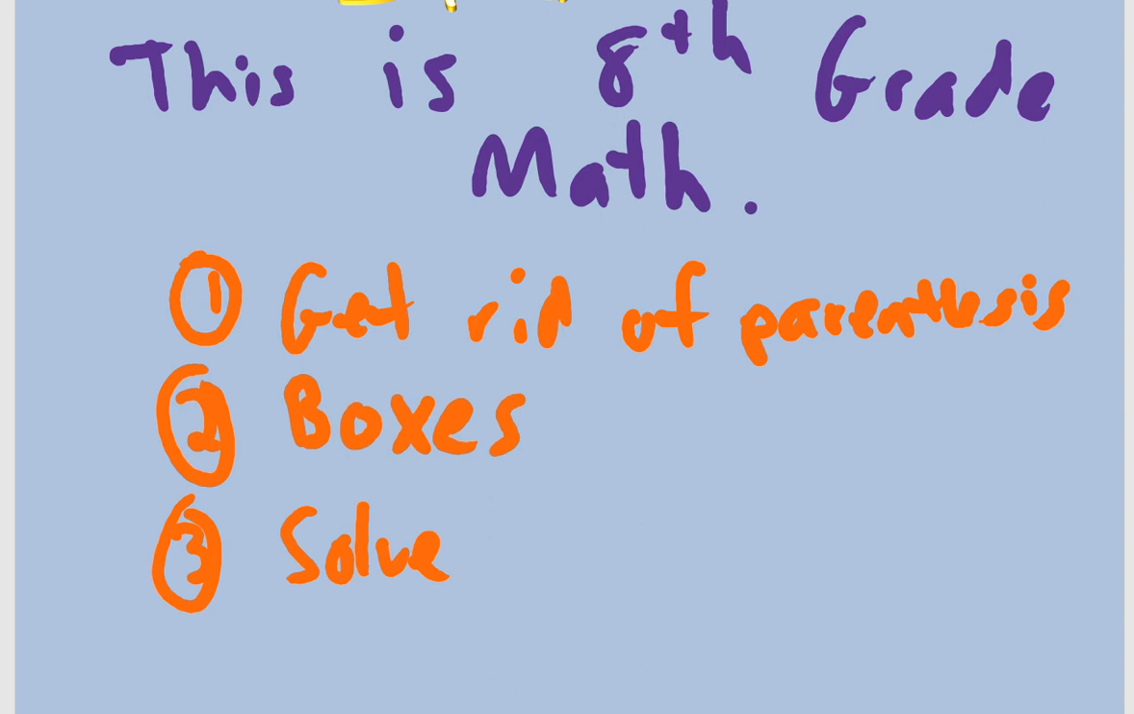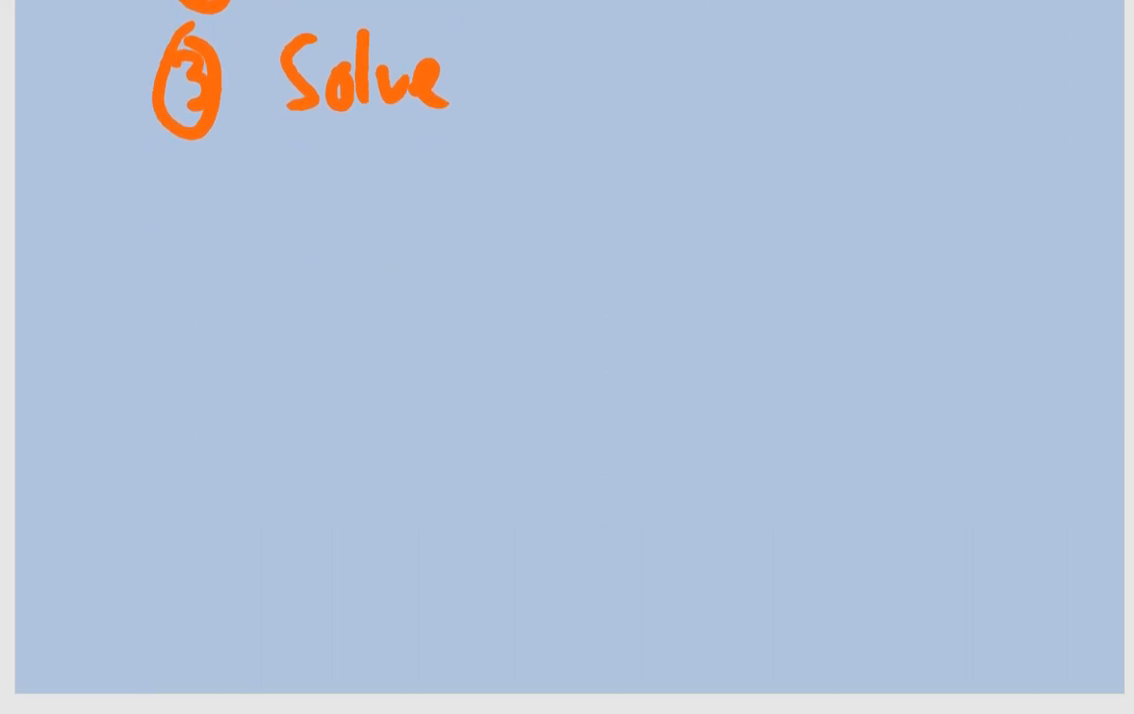Okay, we're just going to start working some of these problems. We're going to use those 3 steps. Step 1 is distribute or get rid of the parentheses. Step 2, combine like terms. That's another way. When we use the boxes, that's a way of combining like terms. And then solve, that means get the variable by itself. We're just going to start by looking at some questions here.